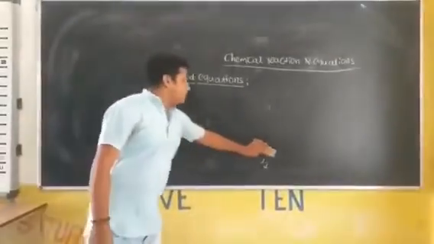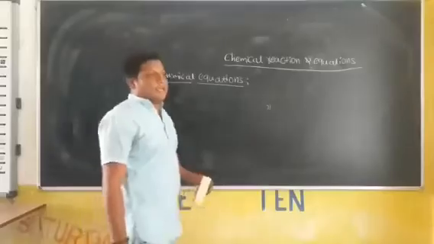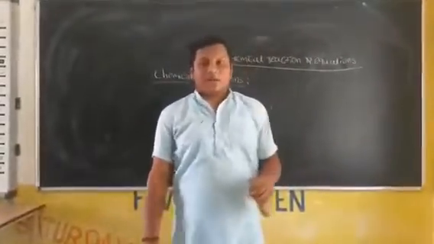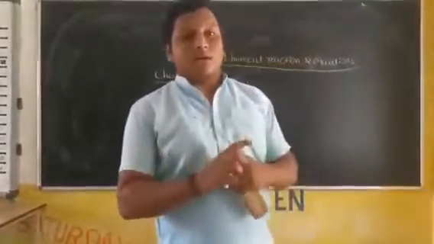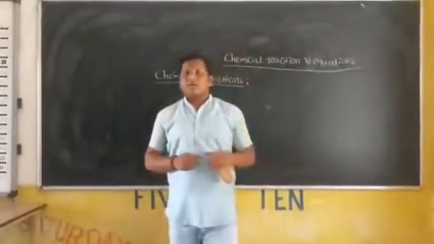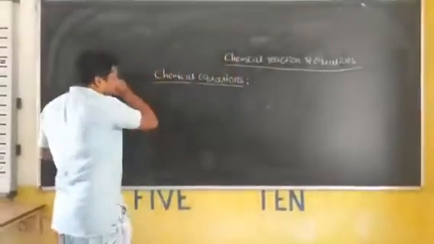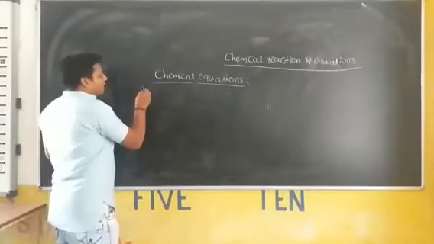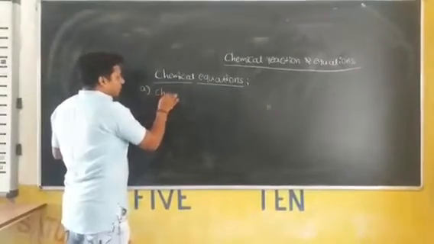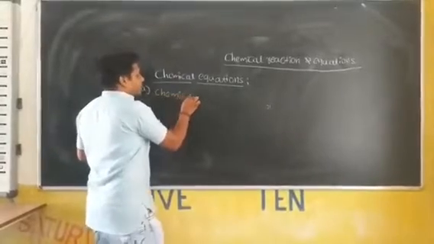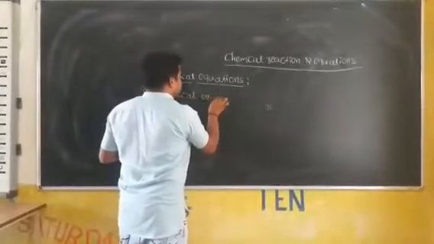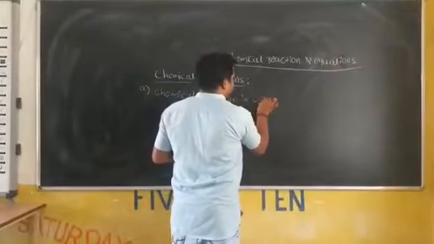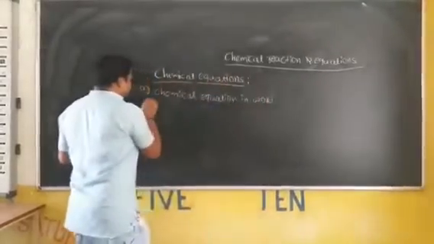Then the next one, chemical equations. In the last class I started with the chemical equation. We have two types of chemical equation. One is a chemical equation in words and another is a chemical equation in formula. Now, take a chemical equation in word and a chemical equation in formula.